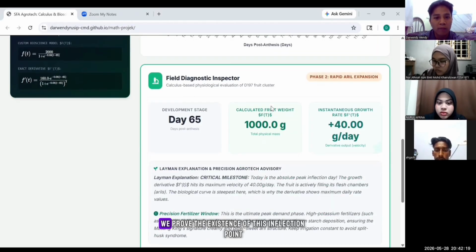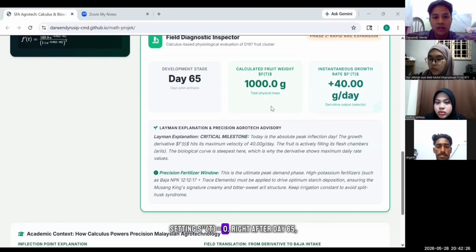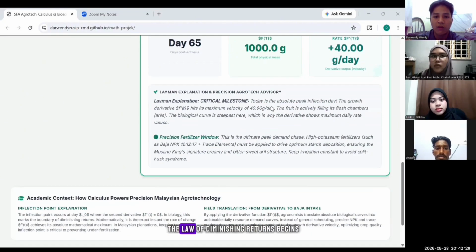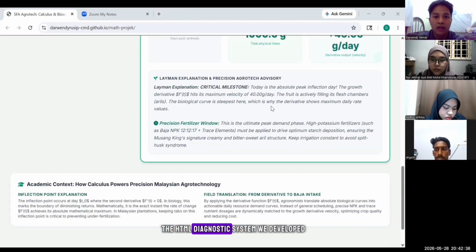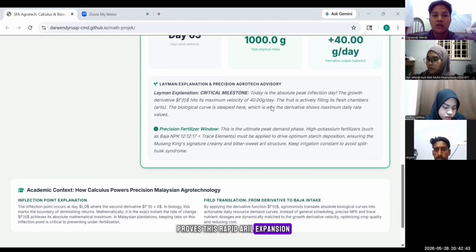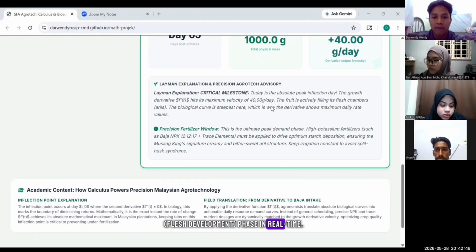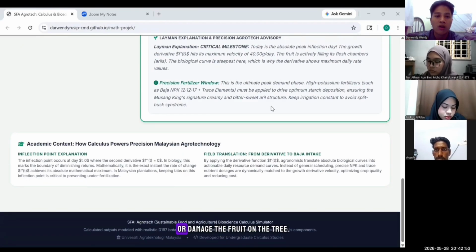Academically, we prove the existence of this inflection point using the second derivative, setting f''(t) equal to 0. Right after day 65, the law of diminishing returns begins. The fruit continues to gain weight, but the acceleration of the growth slows down. The HTML diagnosis system we developed provides this rapid analysis in real time. This backend algorithm allows agronomists to predict future fruit weight automatically without requiring farmers to pluck or damage the fruit on the tree.